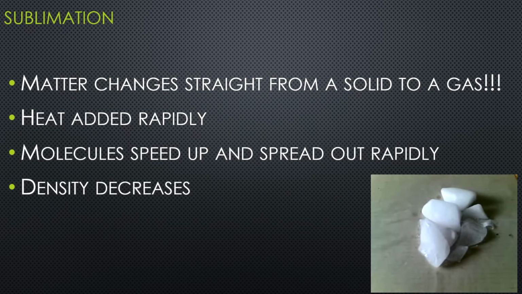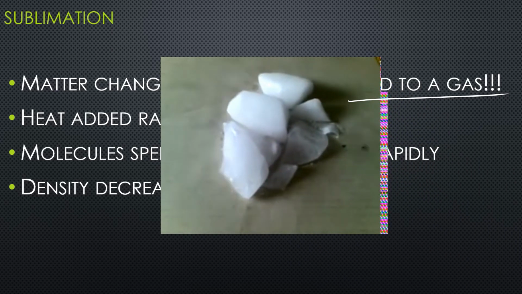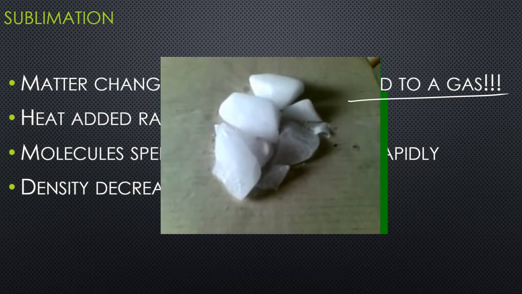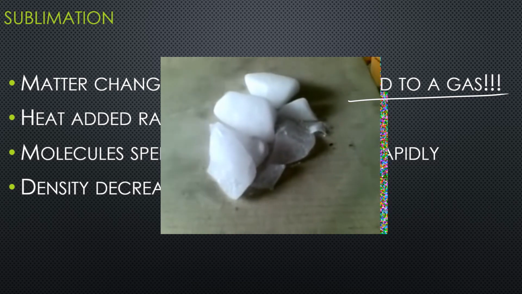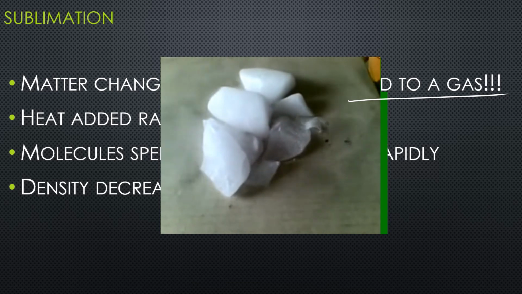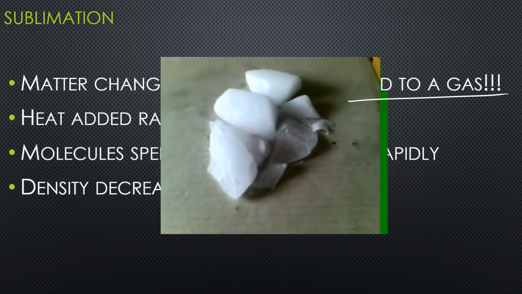Now, sublimation is where matter changes straight from a solid to a gas. Heat is added so rapidly that instead of going solid to liquid to gas, we completely skip that liquid stage. This occurs often with materials that have an extremely low boiling point. One of the best examples is dry ice. This is frozen carbon dioxide, and carbon dioxide at room temperature is a gas. So when dry ice is set out at room temperature, it immediately goes to a gaseous state. It immediately vaporizes.